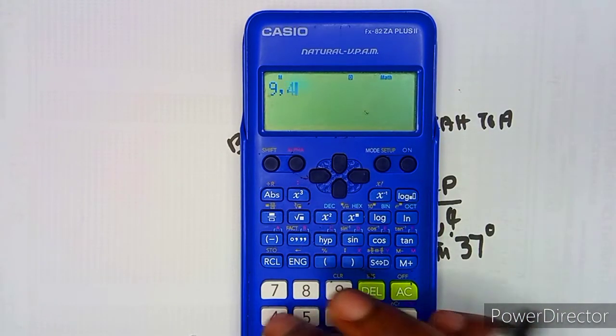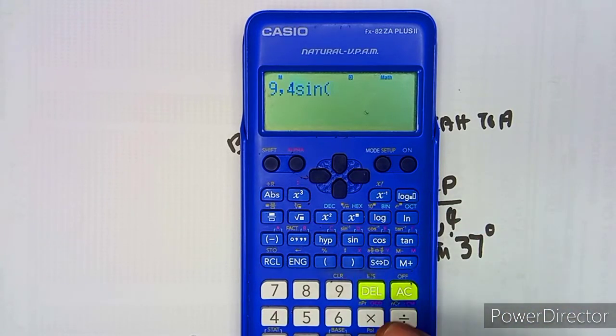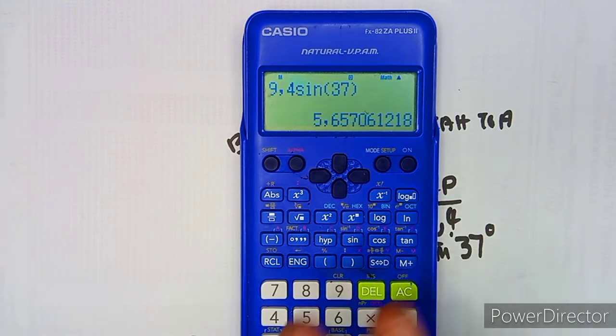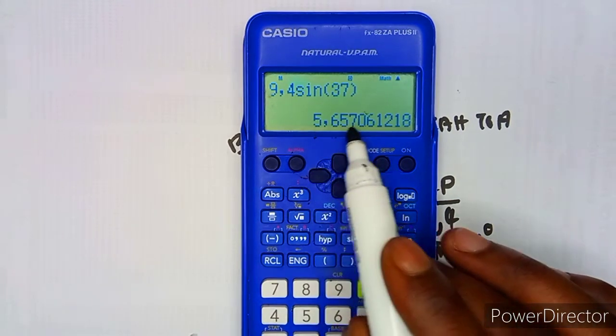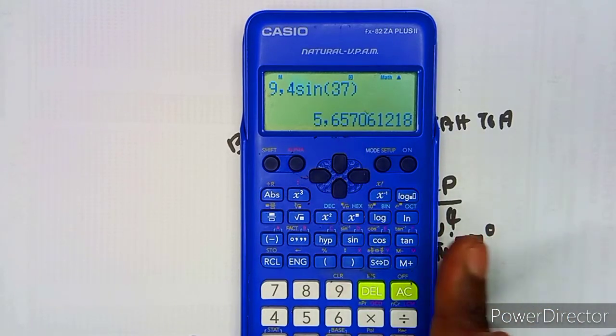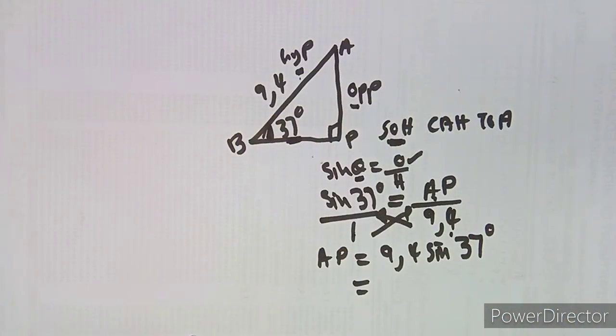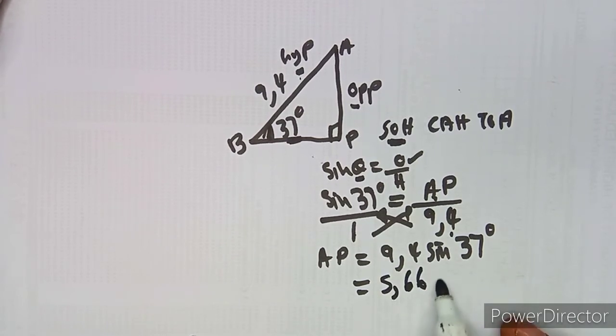So it's 9.4 sine 37 degrees. Okay, so you're going to obtain 5.657. Mostly our answers, you're supposed to leave to three significant figures. So it's going to be 1, 2, 3, 7. It's going to change this 5 into 6. So we are going to have 5.66, and the units here are in centimeters.